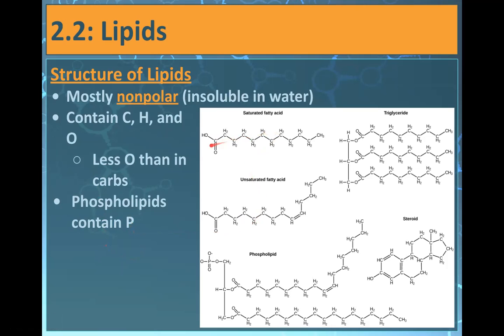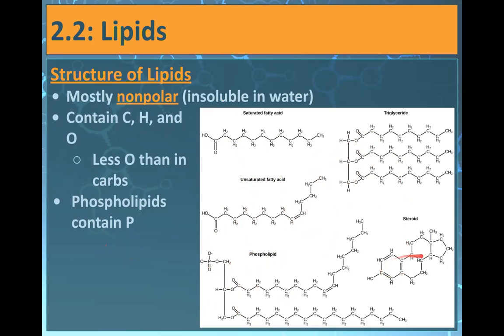So these are fatty acids here, just chains of carbons and hydrogens. An unsaturated fatty acid is going to be one that has less hydrogens than a saturated one because of a double or triple bond. Okay. So a triglyceride is going to have 3 fatty acids attached to a glycerol backbone that we have here. A phospholipid is going to be just like a triglyceride, but only 2 fatty acids. And instead of the third one, it has a phosphate group.